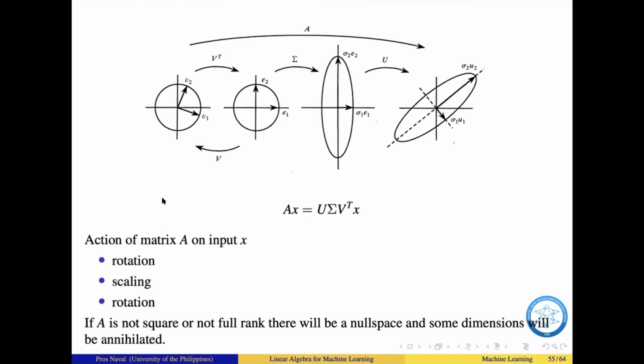And if A is not square or not full rank, there will be a null space on your V or your U, and as a result, some dimensions will be annihilated. We'll see that in a short while, but just keep that in mind: when your A is not square or not full rank, there will be some dimensions that will disappear, that will be annihilated.